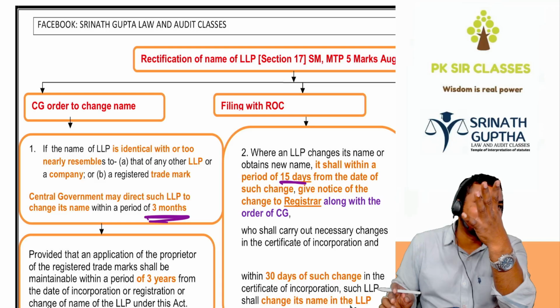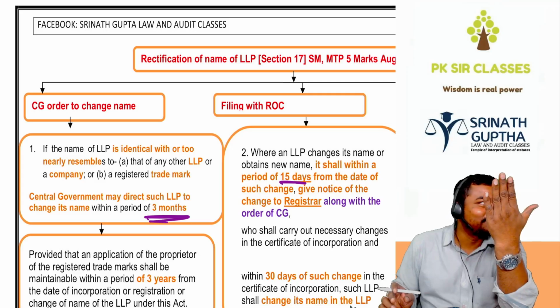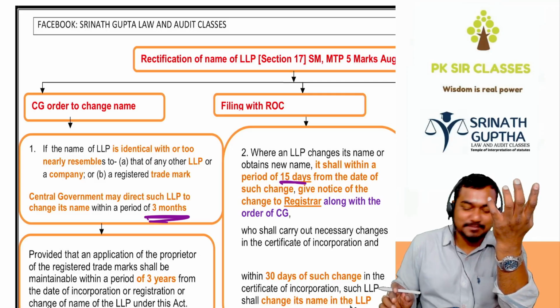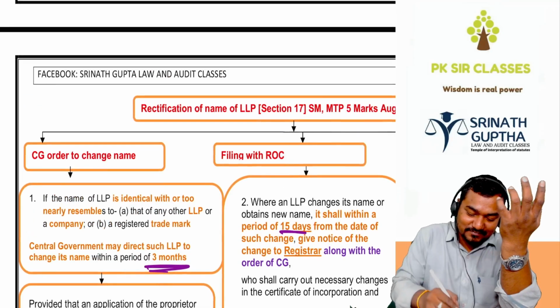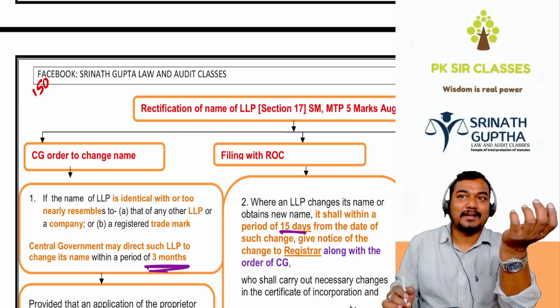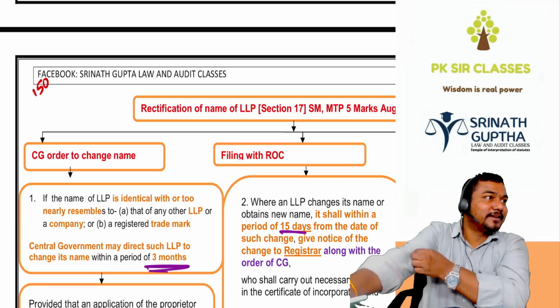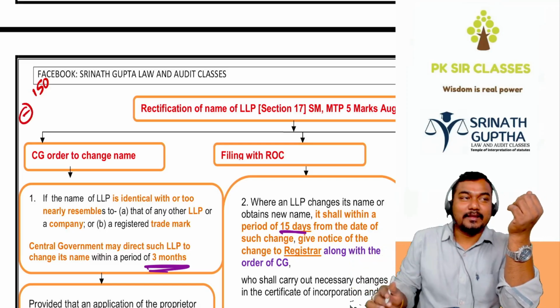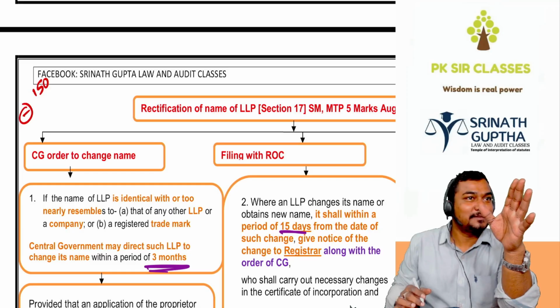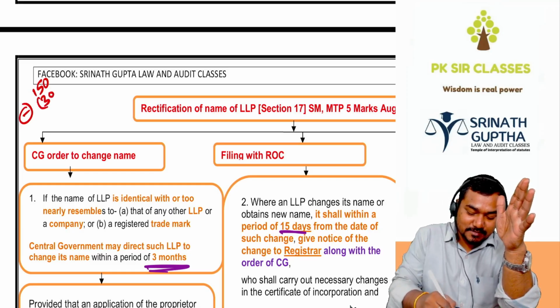August, September, October, November, December. Only 5 months, 6 subjects. That is 150 days. Out of that, 30 days normal loss.